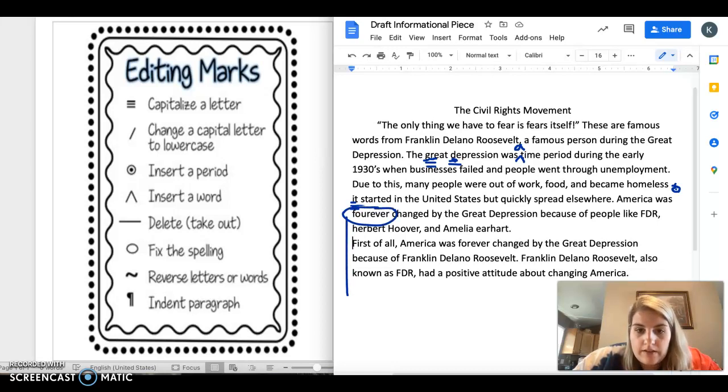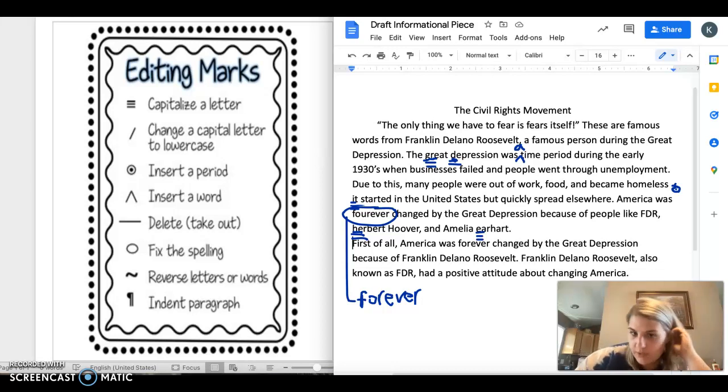If I wanted to tell them how to spell it and I didn't have enough room, I'll just write it down here. F-O-R-E-V-E-R. So that's how I'd help them spell it whenever they were typing. So forever changed by the Great Depression because of people like FDR. Oh, Herbert Hoover. That's a proper noun. So I would underline that letter again for the H. And Amelia Earhart. Same thing with her last name.